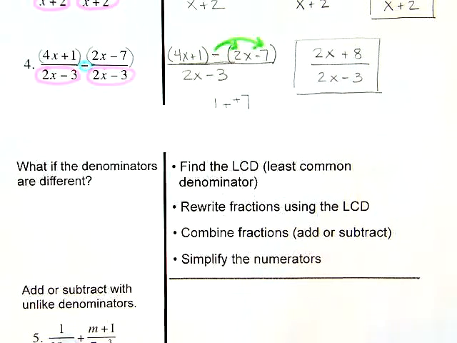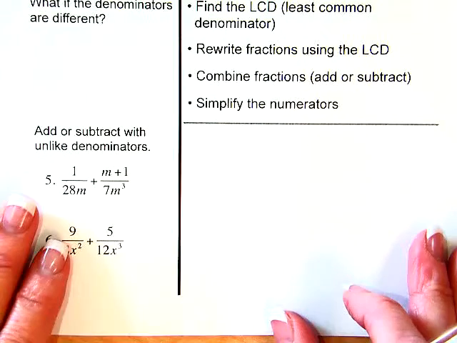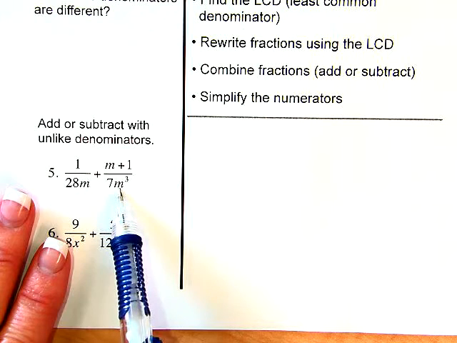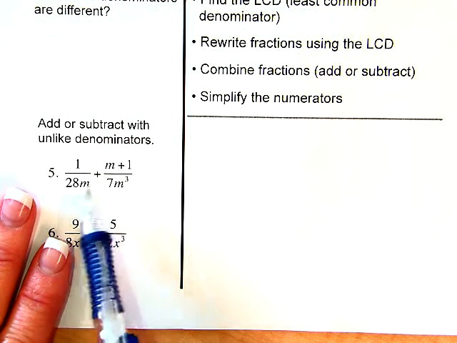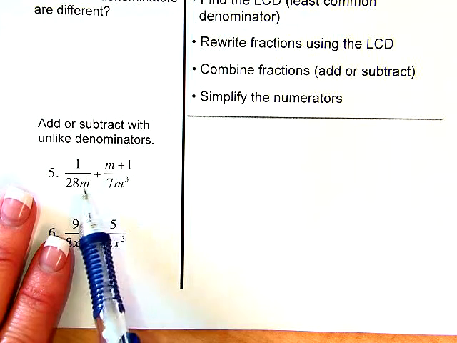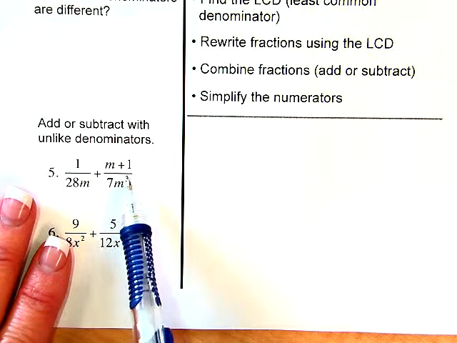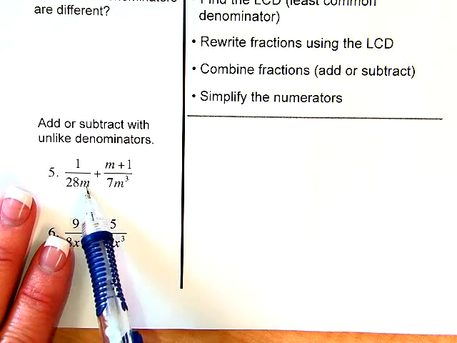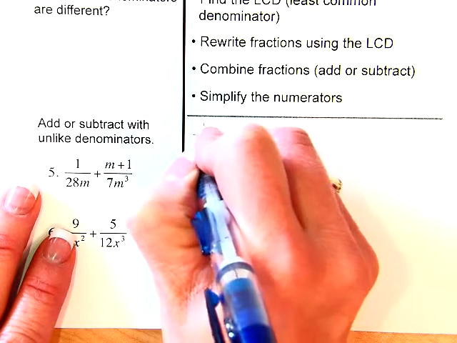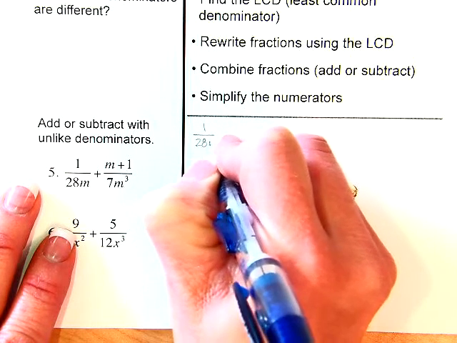Okay? So, here we go. If you look at the first one, these denominators are not the same. Not only do you have to get the numbers or the coefficients the same, but you also have to get the power of the variable exactly the same. Okay, so I'm actually going to rewrite this one over here because I want to show some work.